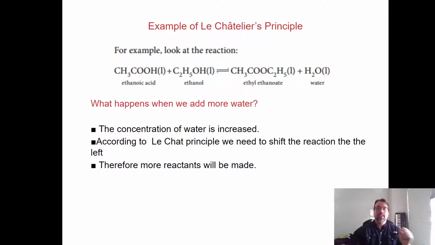Okay? Now, on the other side, what happens if we add more water? Okay? So more water is going to end up pushing this to the left. Therefore, we're going to have more of our reactants end up being made. Okay? So it's kind of like a teeter-totter situation: if we add more to the left, the right-hand side is going to end up getting increased in order to balance that out eventually. Okay.